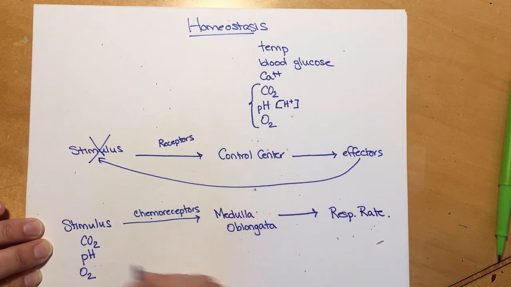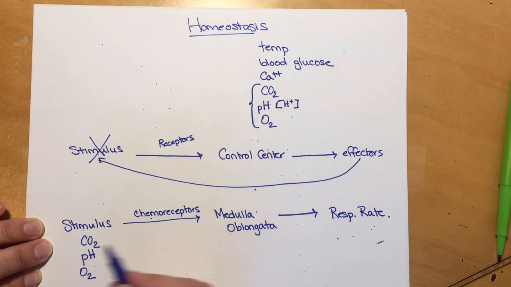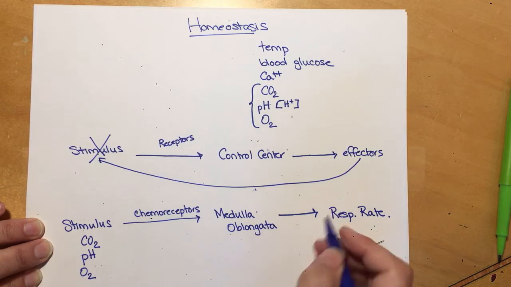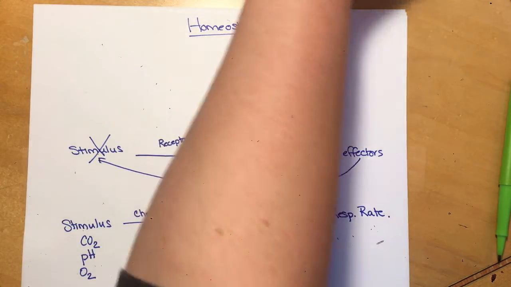So it's still homeostasis. We're using the same model. All we've put in are the specifics. What is the stimulus? What is the type of receptor? What is the control center for these set points? And what we're going to do over here, we're going to either increase or decrease the respiratory rate.